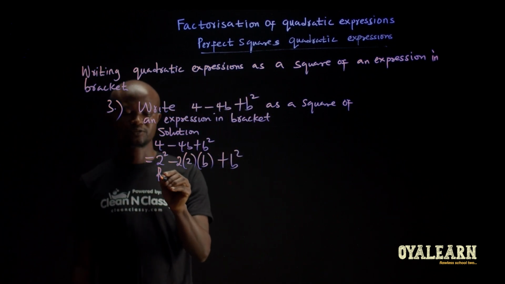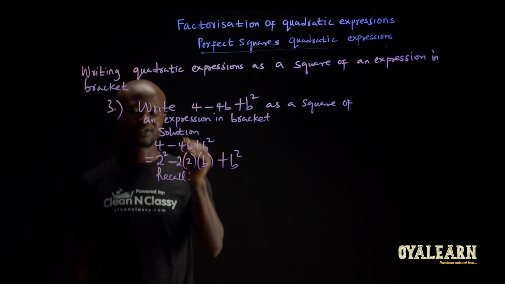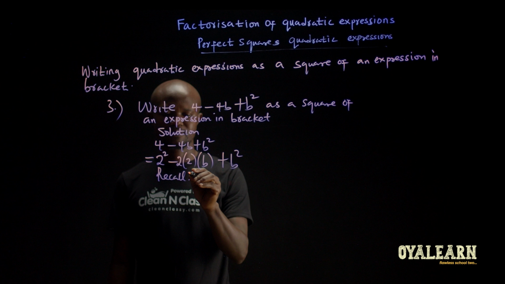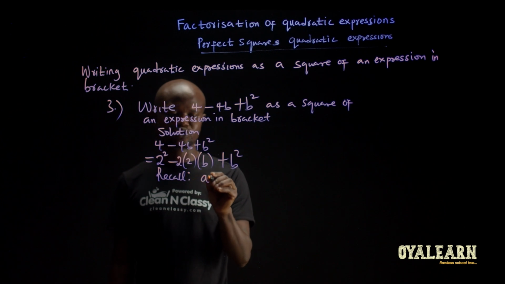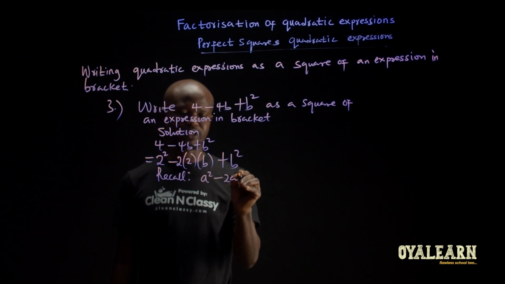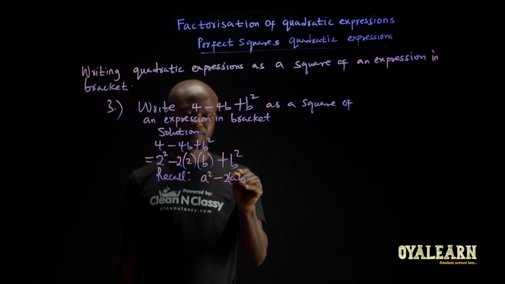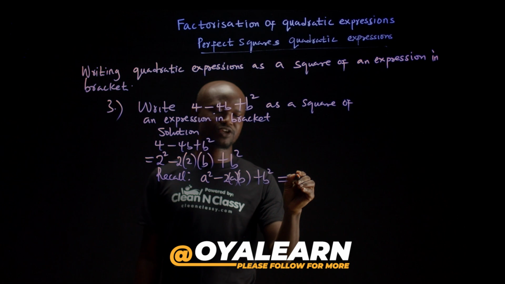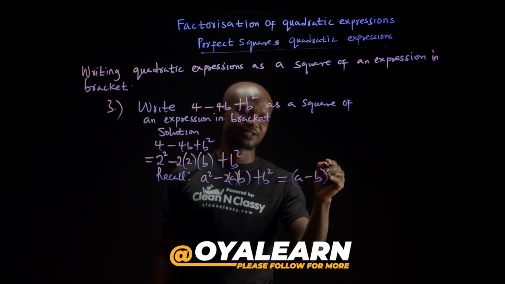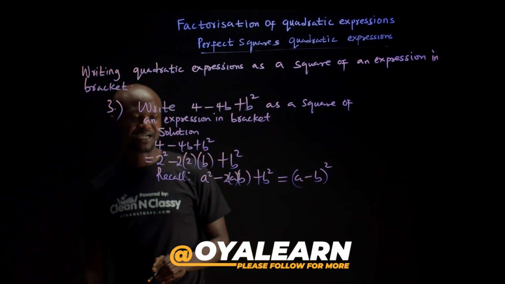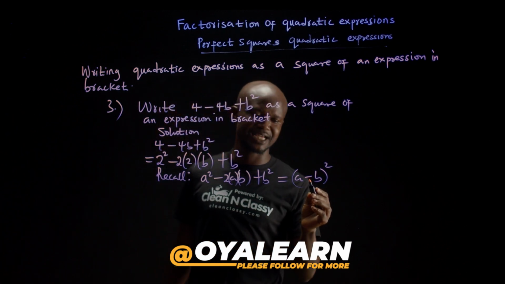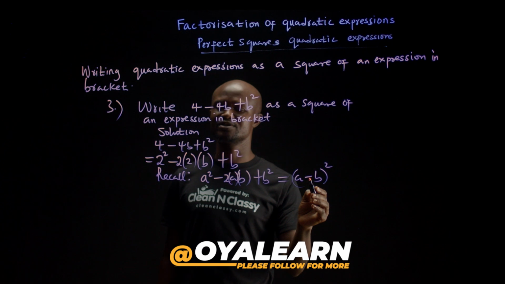And recall, from the second algebraic identity, a squared minus 2ab plus b squared will give you a minus b squared. That's the algebraic identity. We can see here, if here is minus, then what you have here must be minus.